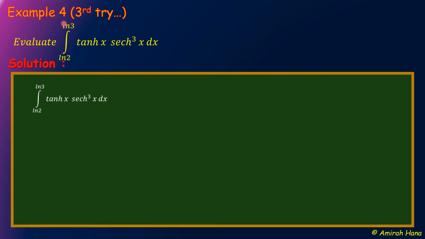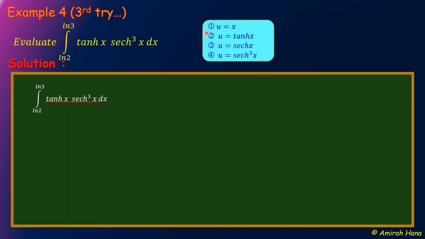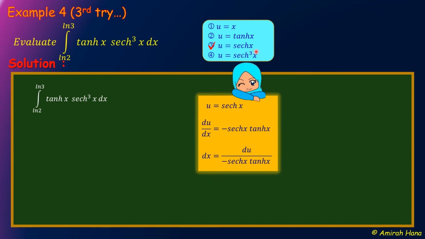Alright, now we are still on example 4, but now we're doing the third try. Same question. We have done the first try and the second try, and now we continue with the third try, which is u equals sec x. When we use u substitution, we need to define u. So now our u equals sec x, and after we define u, we need to differentiate to get the symbol du here.